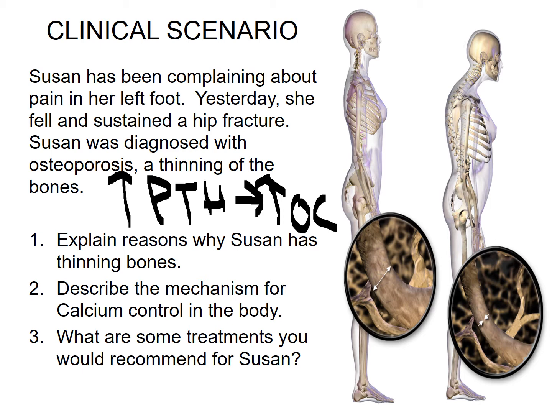Maybe she's just, it doesn't tell us her age. Maybe she's in her 80s or 90s and she's just old and the body's breaking down. And if you have osteoporosis, it's safe to say she probably is in her 50s, 60s, 70s, 80s, somewhere along that range. Number 2, describe the mechanism for calcium control in the body. That's what we just talked about on the previous 2 slides, so make sure you're familiar with that. And then what are some treatments you'd recommend? Well, if her bones are weak due to low calcium, maybe a calcium supplement, possibly, potentially.